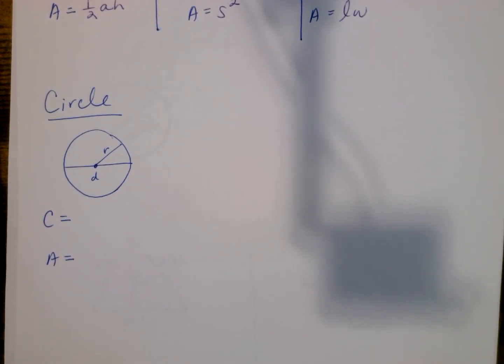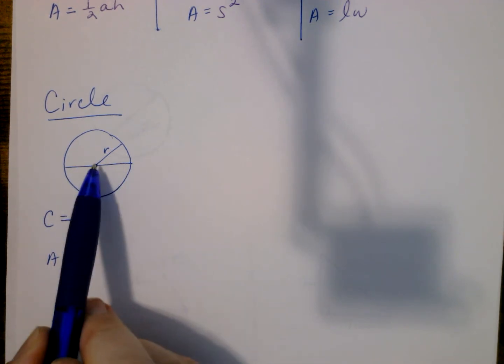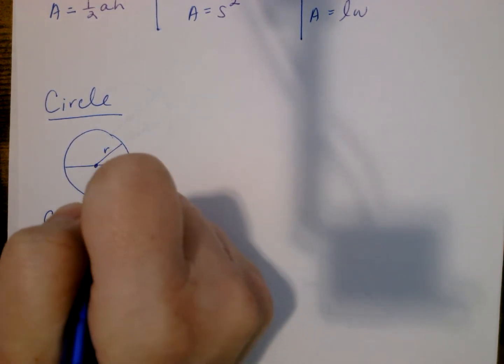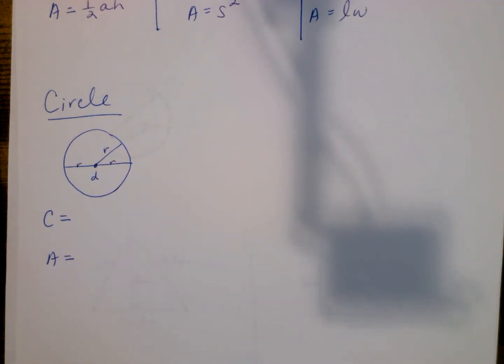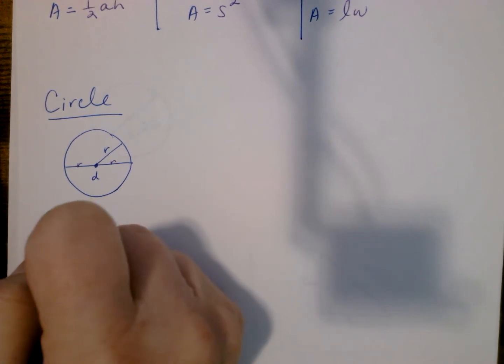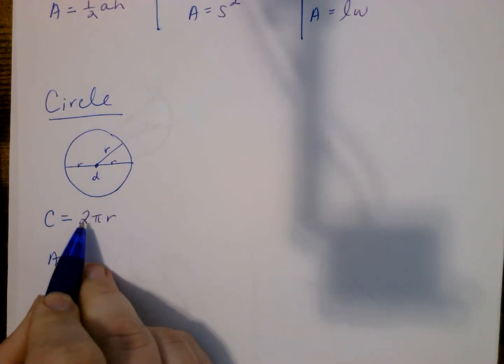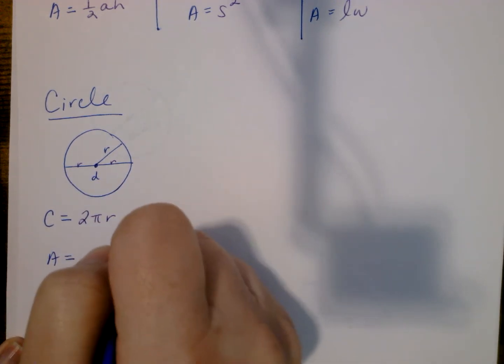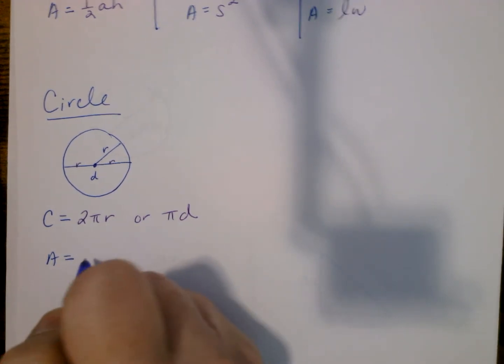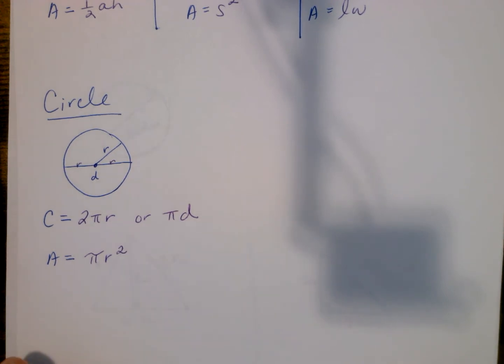Circle. A circle has 2 formulas for circumference. It doesn't matter which one you use, you just want to always get the right one. In a circle, you have a diameter, and then you have a radius. The diameter is 2 radiuses put together. So I could have put an R here and an R here. Remember, the radius goes from the center to the outer part of the circle. So if I want to find the circumference, the distance around the circle, I do 2 pi r. Well, 2 r's make up 1 d, so I could have done pi times d. The area for a circle is pi r squared.